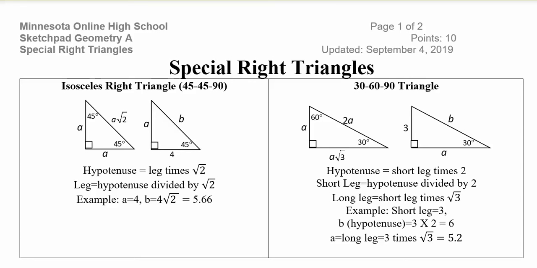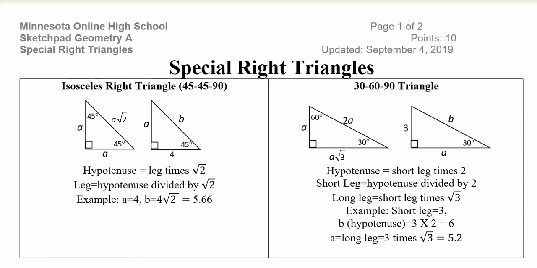So first off, you need to know that you have 45, 45, and 90 degree angles, or 30, 60, and 90 degree angles. So start off by confirming that you have one of these types of triangles.